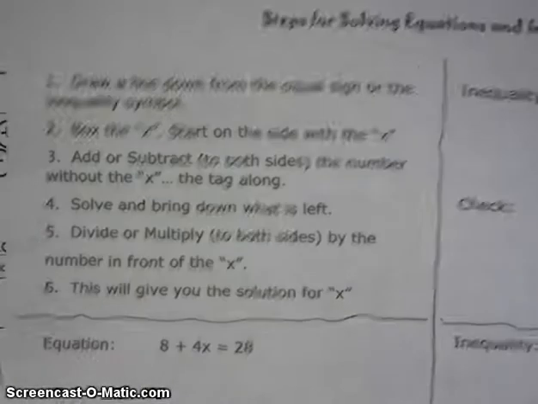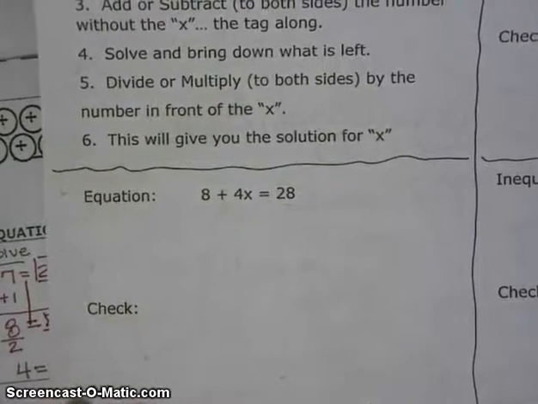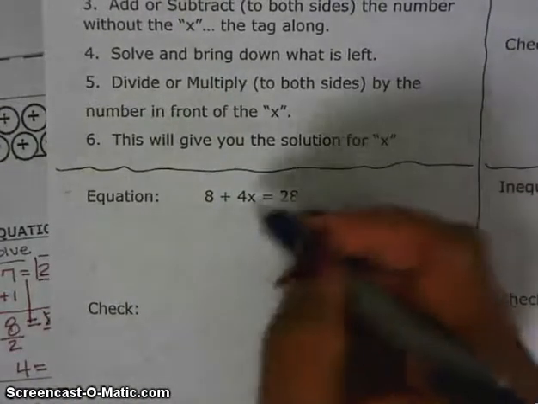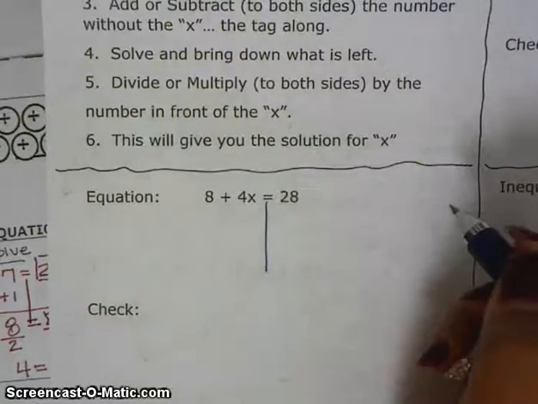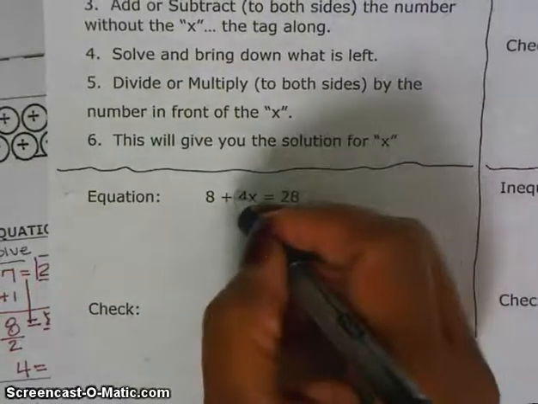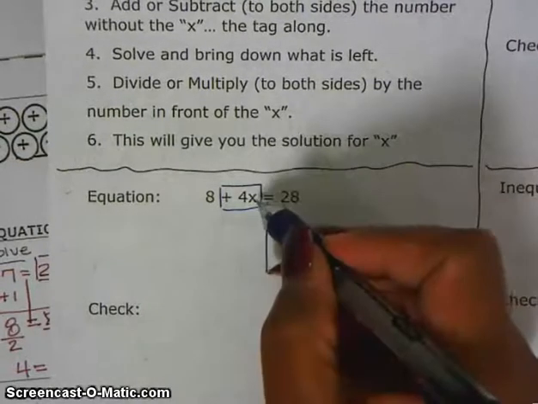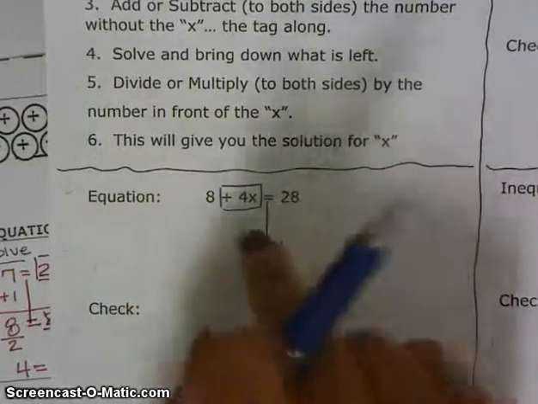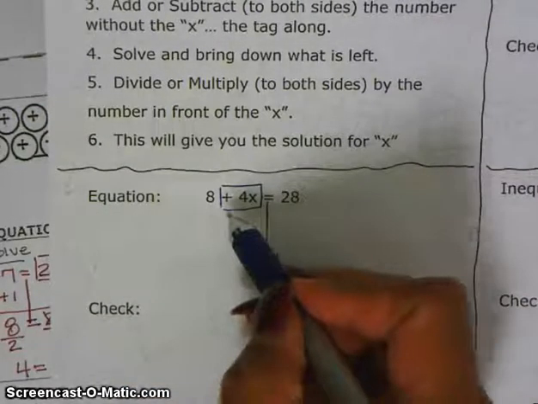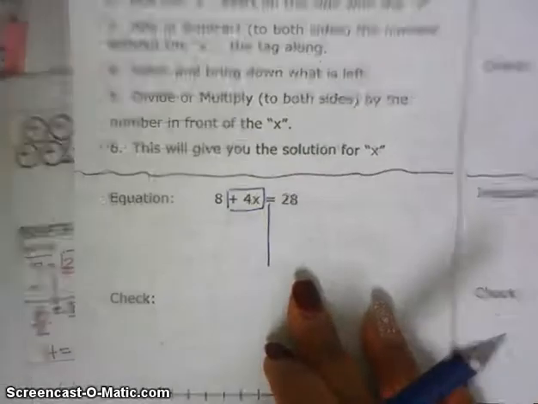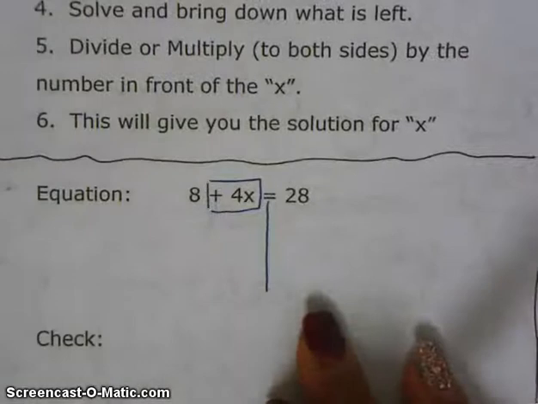Okay, so let's go ahead and take a look at our first example. My equation reads 8 plus 4x equals 28. Okay, so in my steps it says to draw a line down from the equal sign or the inequality symbol. So there's my line. I am going to box the x, and when we box the x we want to box it with the symbol, and so I have a positive 4x, and then we're going to start on the side with the x, and we're going to take care of the tag along number first. I need to move the 8, and it is a positive 8, from the left side to the right. I'm adjusting my screen so you can see it.